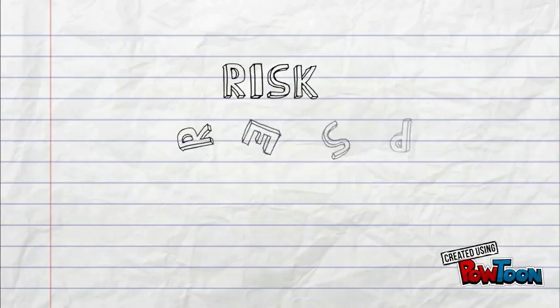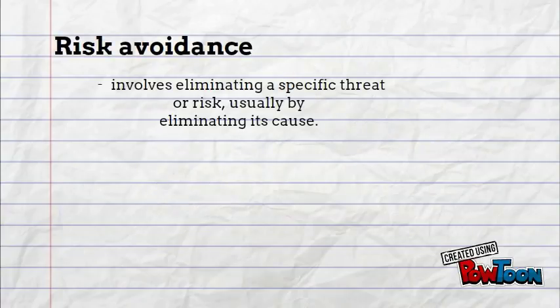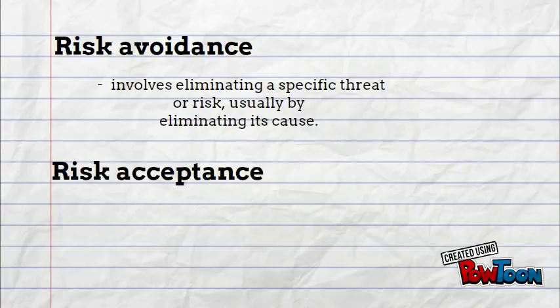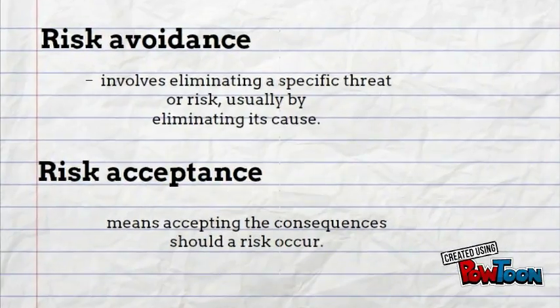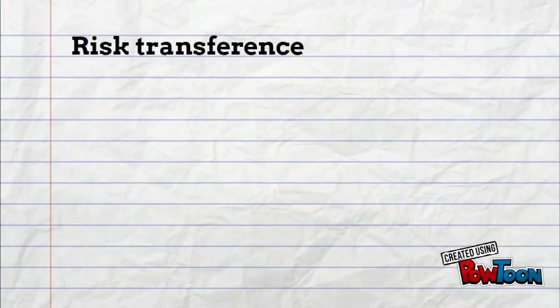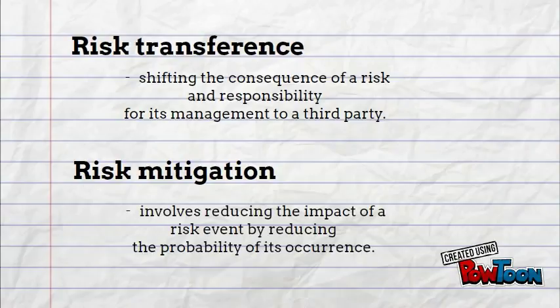Risk response planning. Risk avoidance is like preventing what is the cause of the risk. Risk acceptance is accepting the consequences of the risk when it occurs. Risk transference. Transferring the responsibility for its management to a third party. Risk mitigation, reducing the impact of the risk by preventing its cause.